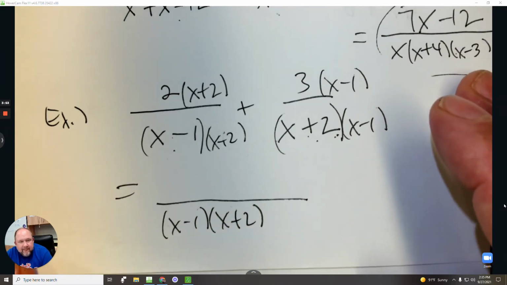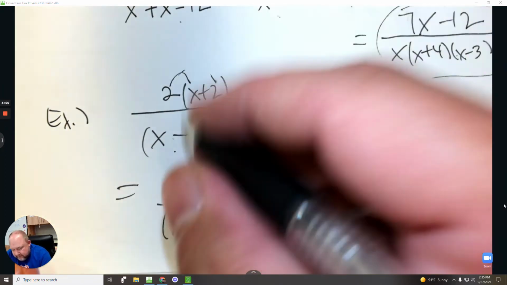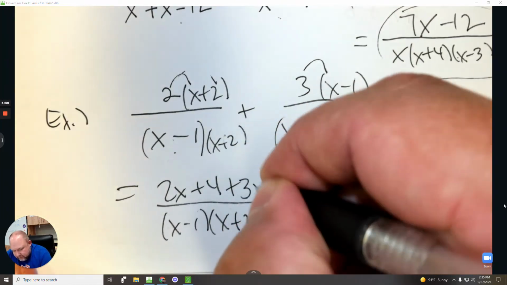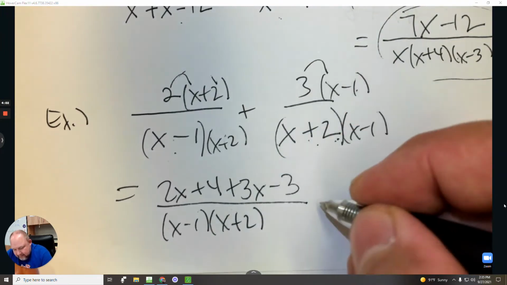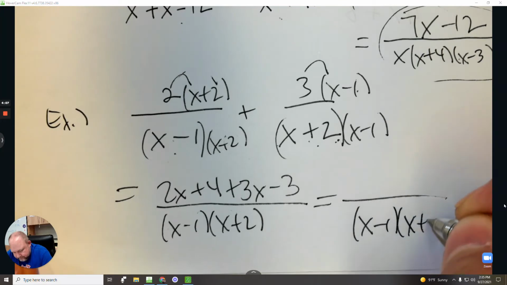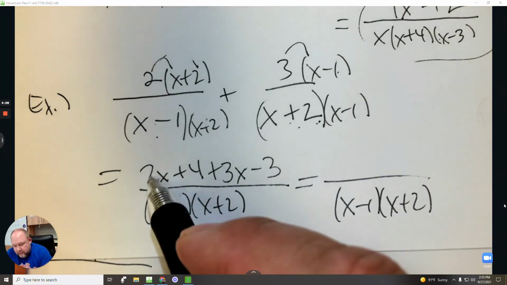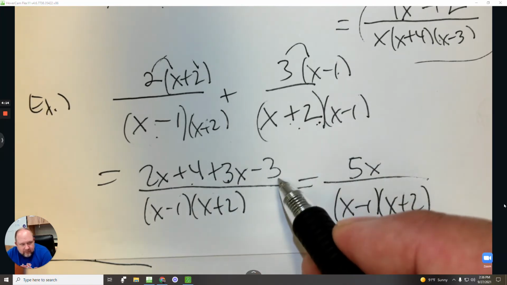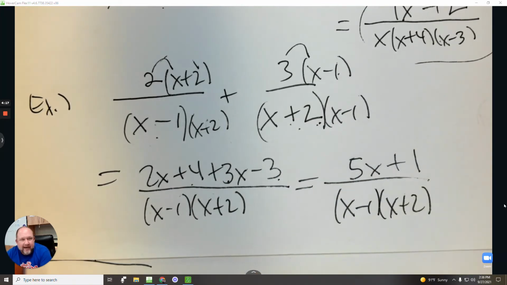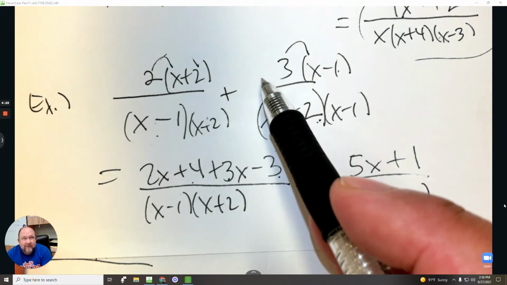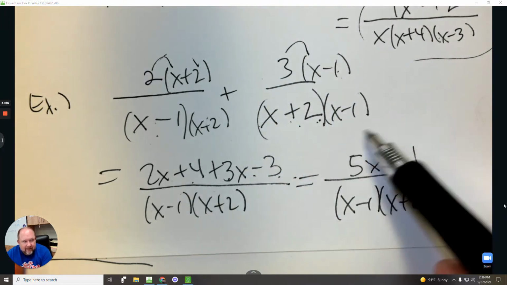Order doesn't matter. And now I'm going to distribute. That's 2x plus 4. I'm going to distribute. That's 3x minus 3. And then the last step is to combine like terms. So 2 plus 3, that's 5x. 4, take away 3, that's 1. And you just added those rational expressions by making common denominators and then simplifying it. So you might need to distribute, combine like terms, and then you have your answer.